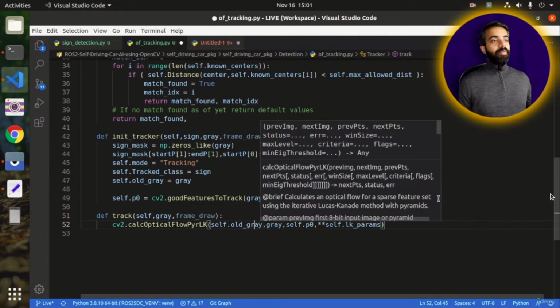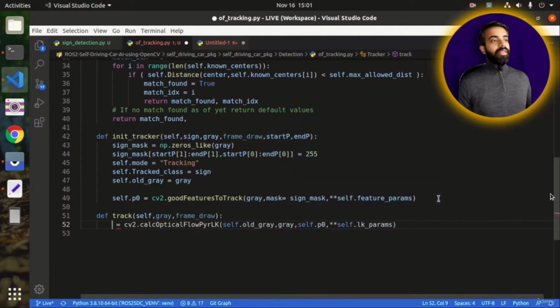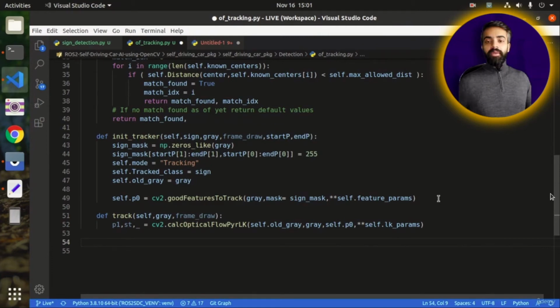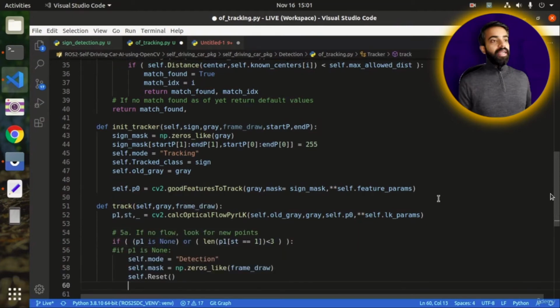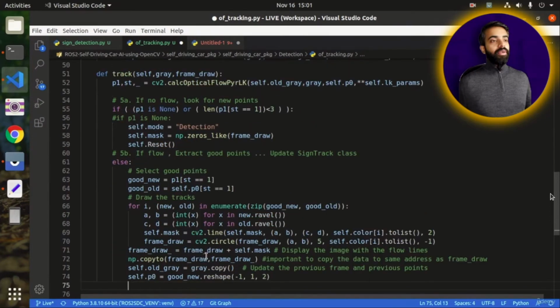Once we have provided all the arguments to this function, what it returns to us are the points that have been tracked, the status of those points, and the error. We don't require the error, so we simply set that to underscore. Once we have all the points that have been tracked, all that is left for us to do is check whether we have points that have been tracked or there are no points that have been tracked. If no points have been tracked, then that indicates that the tracker has failed. So we simply set the mode from tracking to detection and reset our tracker. Otherwise, if there was some tracking done, then we simply draw the tracking done from the previous to the current frame by drawing a line from the previous point to the current point.